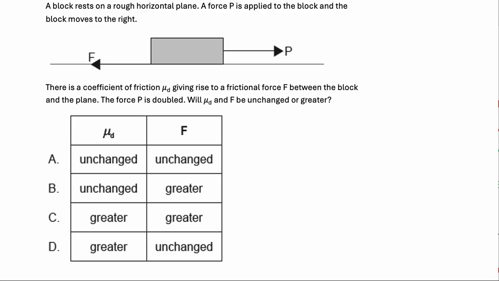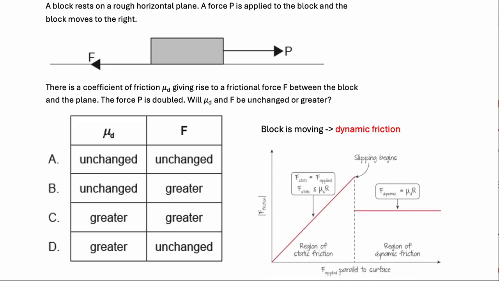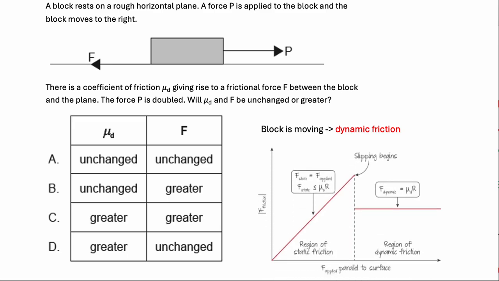Now, whenever we're dealing with dynamic friction, we need to remember that when we're in that dynamic regime, the dynamic friction force is simply the product of mu times R, that's the coefficient of dynamic friction, and it is constant regardless of the force that we apply to the body. So regardless of what that P is, F is always going to be the same value provided its mass and the gravity don't change.